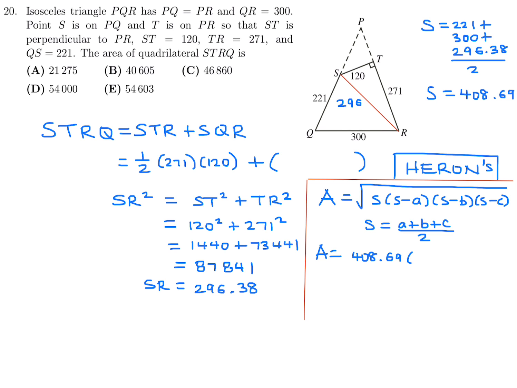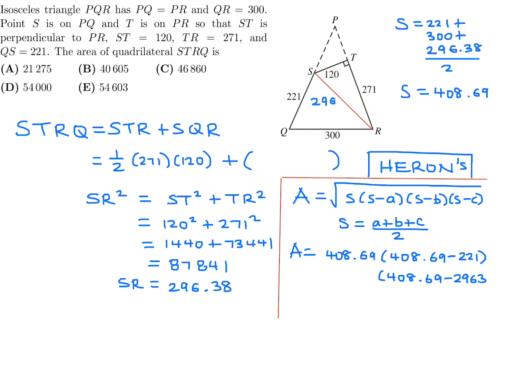Okay? So therefore, the area is going to be 408.69 times 408.69 minus A, which is 221. Multiply that by 408.69 minus B, which is 296.38 to be exact. And then multiply that by 408.69 minus 300. And of course, all of that is going to be under the square root sign. All right, so no tricks, just applying Heron's.